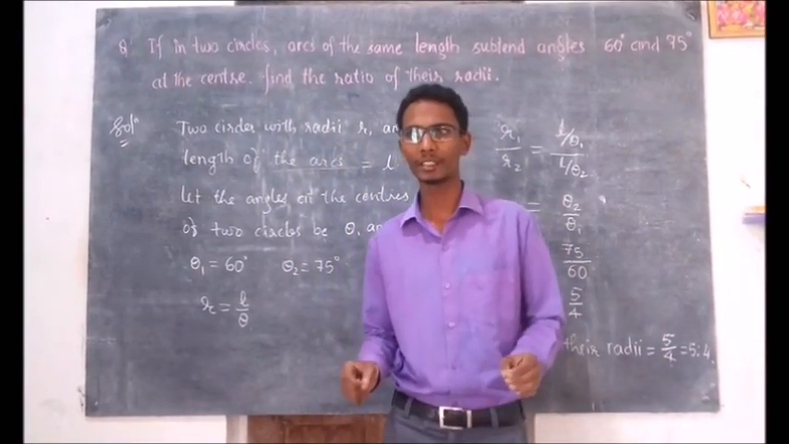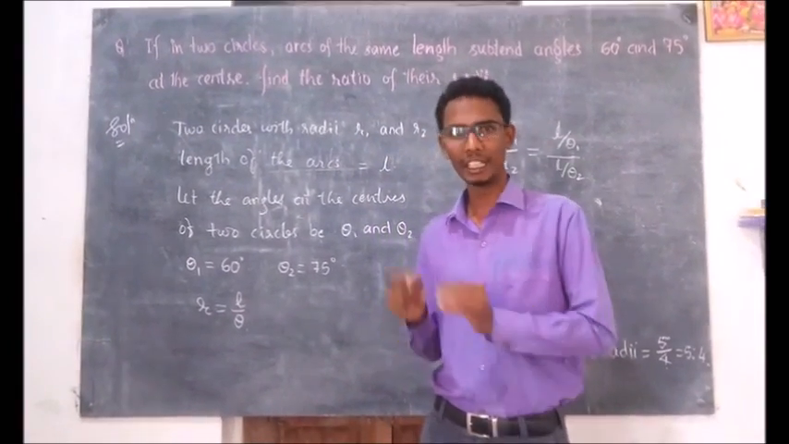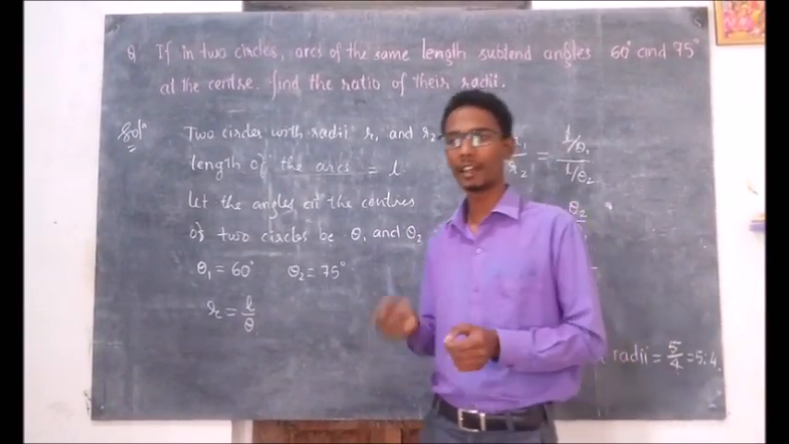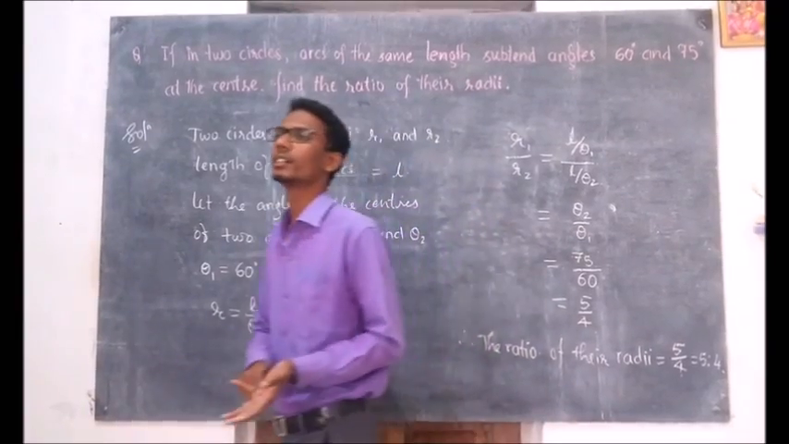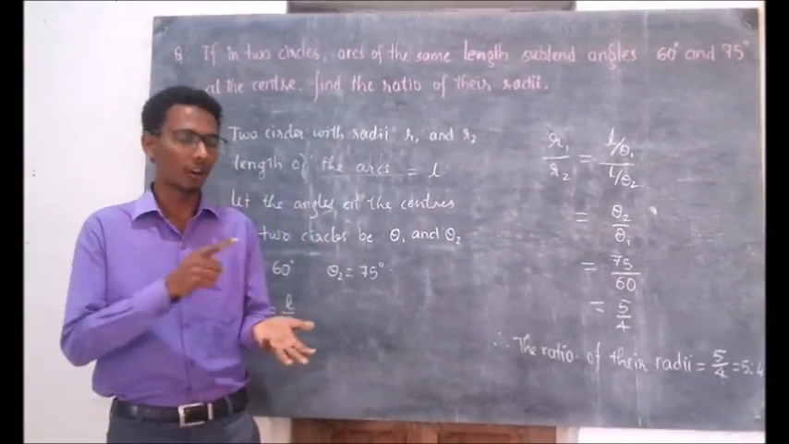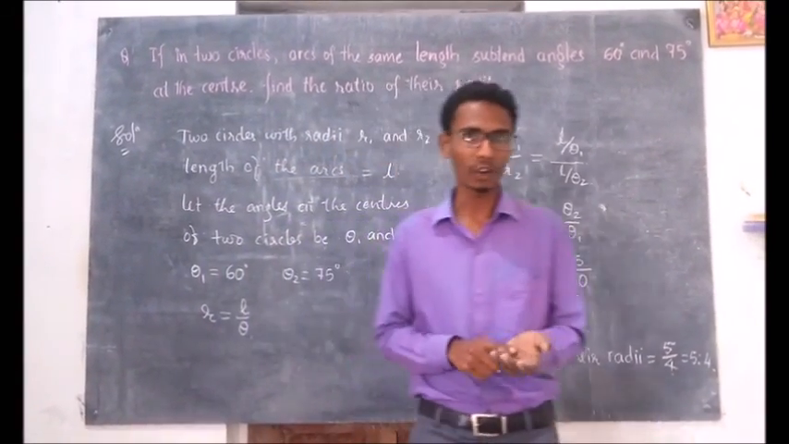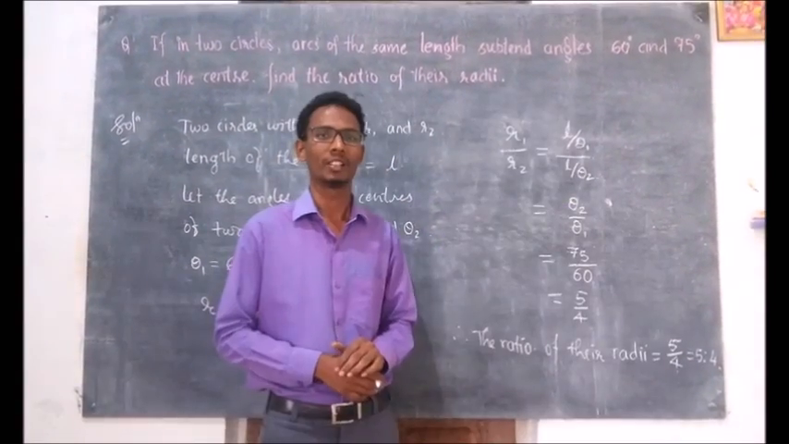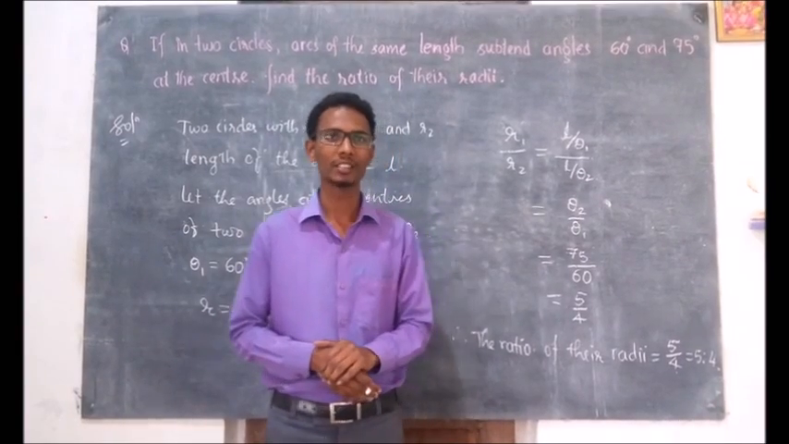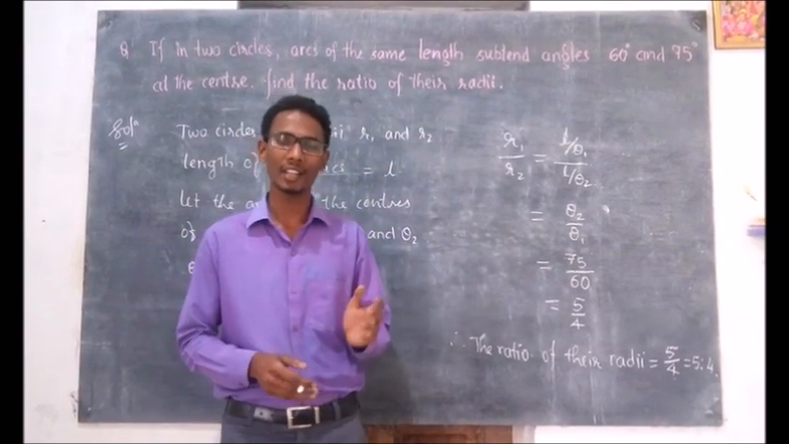Until now, we have studied the relation between the degree measures, radian measures, and as well as the relation between the radius of a circle, arc of a circle, and the angles subtended by that arc at the center. In the next video, we shall study about the trigonometric functions and their identities.